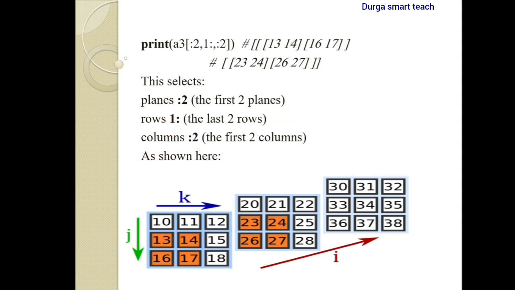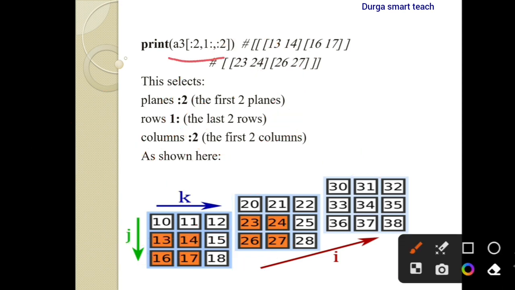Okay, see here A3 of, I didn't give any starting, so by default the starting is 0. Next I am giving the ending. Ending is 2, 2 minus 1, 1. So you are accessing 0 as well as 1. So the first partition is used to represent the planes.